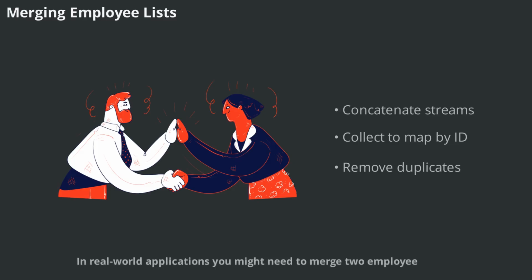In real-world applications, you might need to merge 2 employee lists and remove duplicates based on employee ID. By concatenating streams and collecting into a map keyed by ID, you ensure uniqueness. This operation is crucial for data integration tasks.